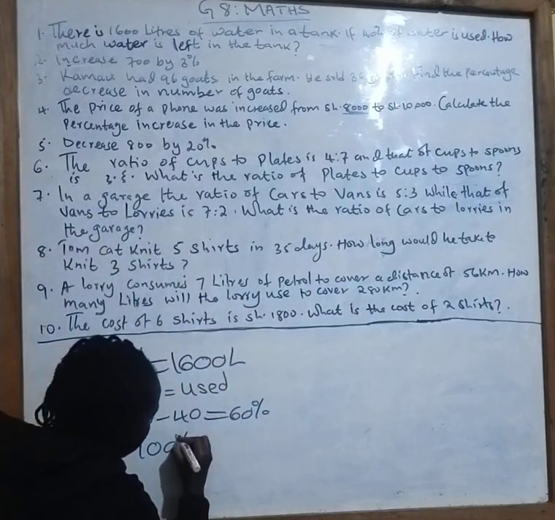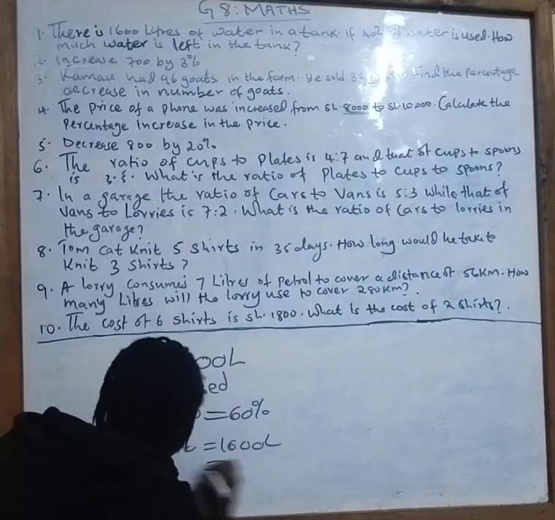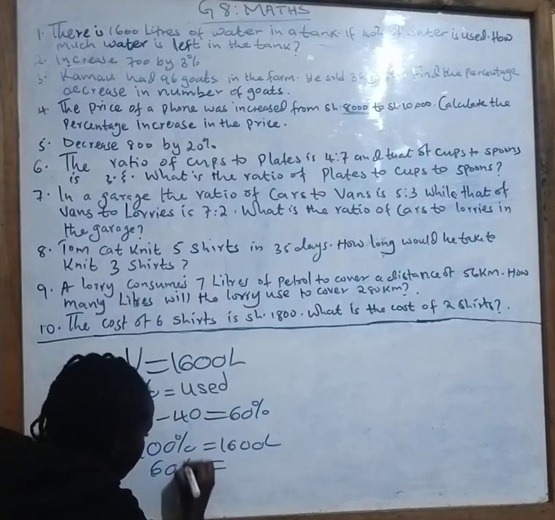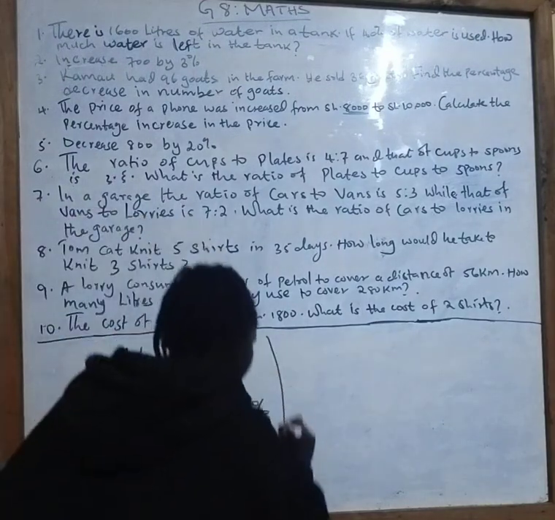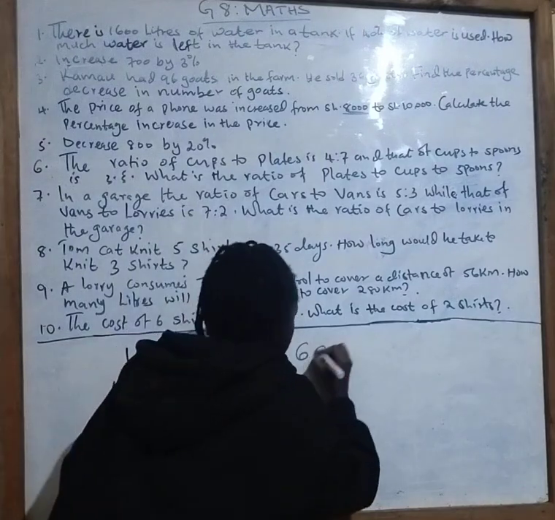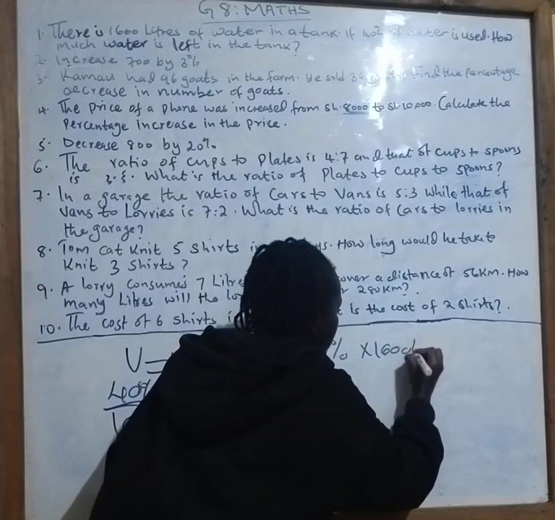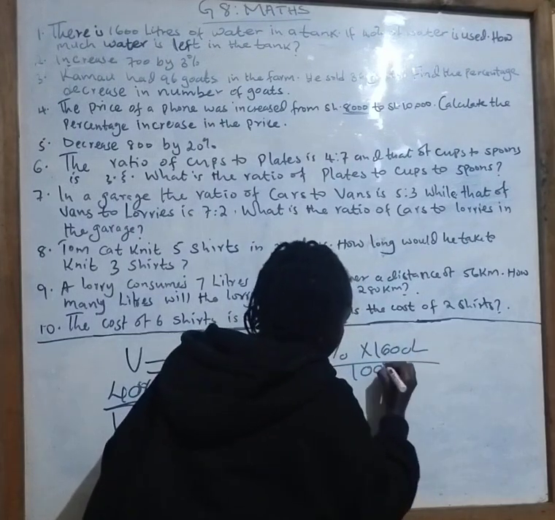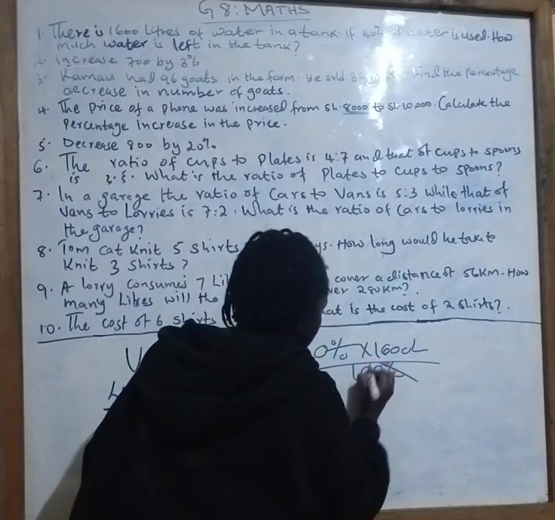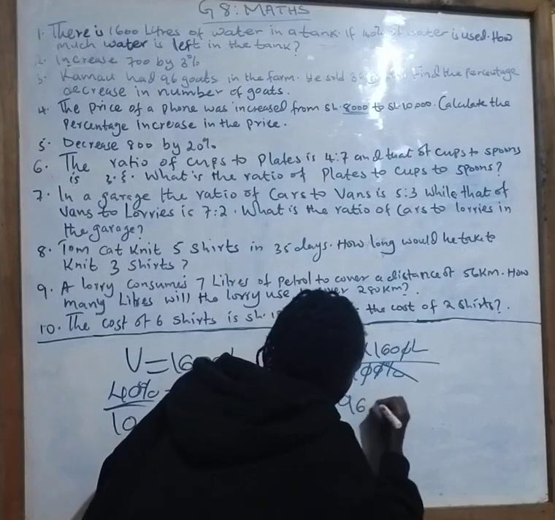100% is equal to 1600 liters. What about 60%? You cross multiply. 60% times 1600 liters over 100%. Percent and percent. Your answer is 960 liters.